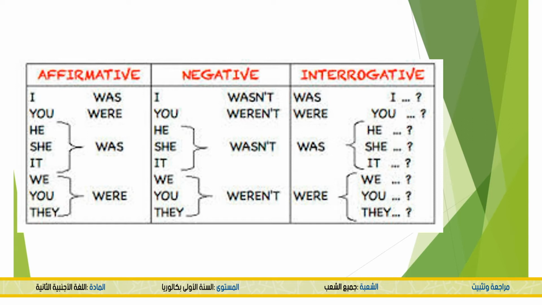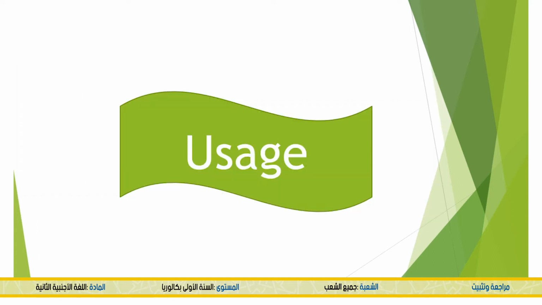Interrogative form. Was I? Were you? Was he? Or was she? Or was it? And were we? Were you? And were they? This is the form. Can we move to the usage?